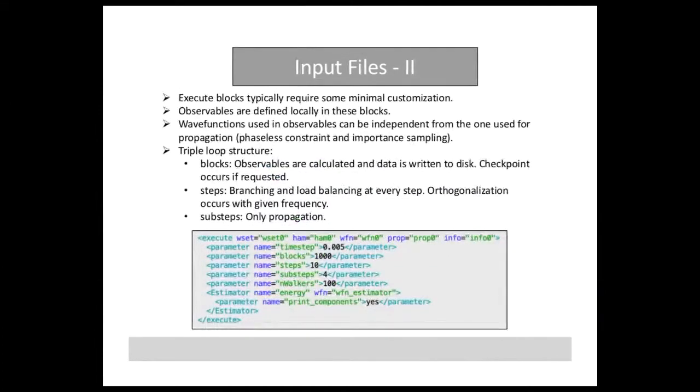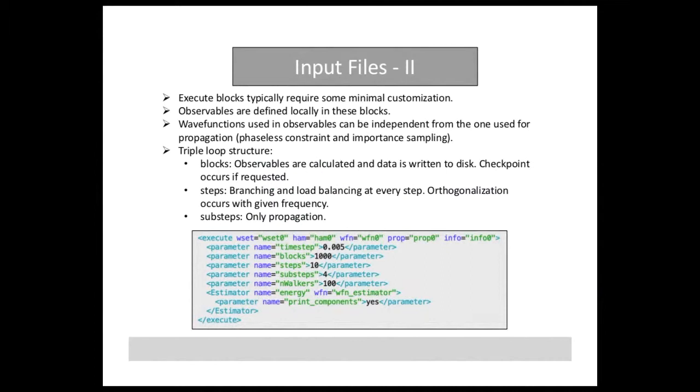The second part of the input is the actual definition of the auxiliary field calculation, what I call the execution block. So it doesn't really matter the order because the code would parse everything else and then it would go back and reread these execute blocks. But you need to specify a Walker set, a Hamiltonian, a wave function, a propagator, and an information block. So everything that you define up there, you have to name it in such a way that you can specify here. For example, you can define three Hamiltonians, and whatever you pass here is the one that's actually going to be used for this particular auxiliary field calculation.